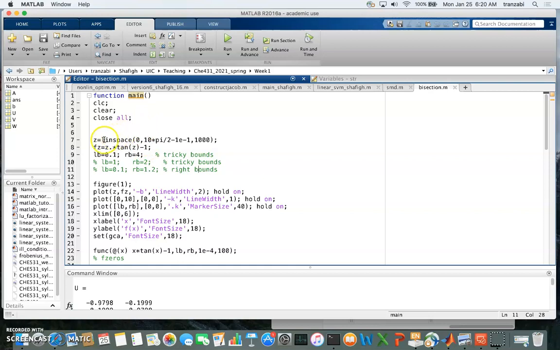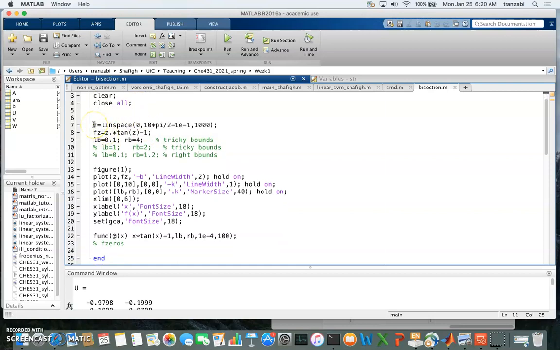So I'm going to plot the function, and to plot the function, we're going to create a vector z from 0 to 10 pi over 2 minus 0.1. Assume that I'm going to look at the interval from 0 to 10 pi over 2, which is 5 pi, and use 1000 points in between to plot the function. So I define my z as a linear space, which means create a vector from 0 to 5 pi.